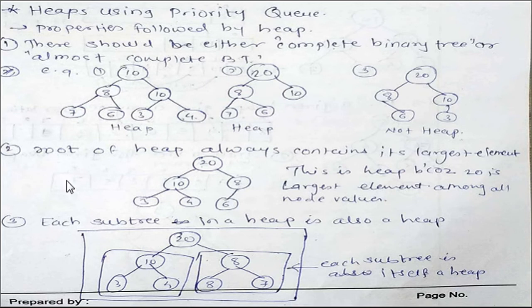The third important property of a heap is that each subtree in a heap is always a heap. Then only can we say that the complete tree is a heap. So we can see over here 10 is greater than 3 and 4, and 8 is greater than 6 and 7. So this is completely a heap.